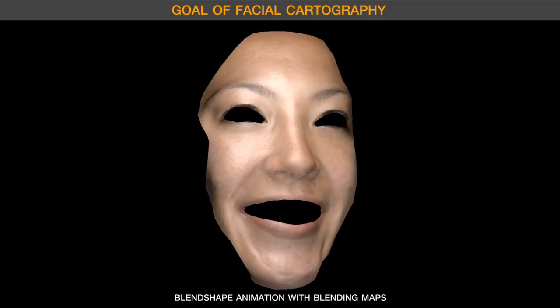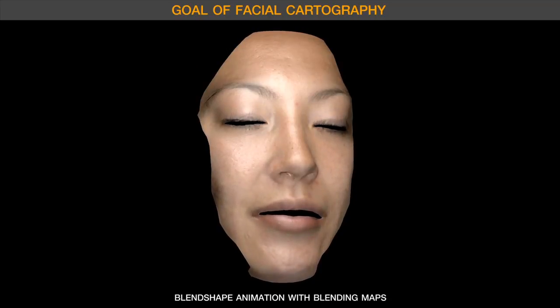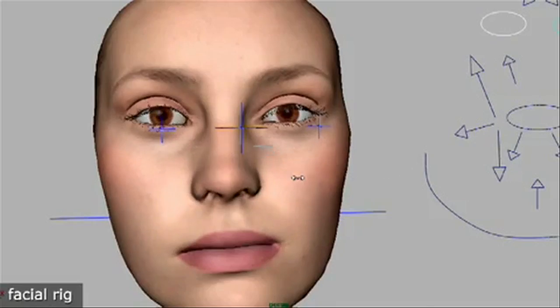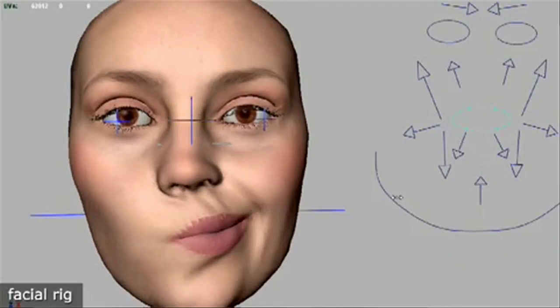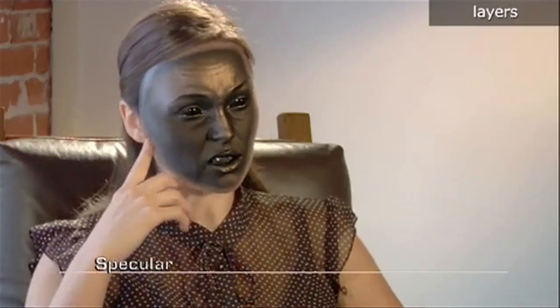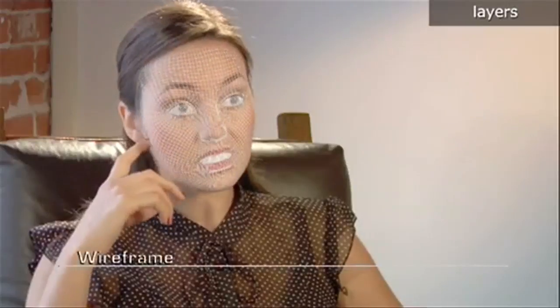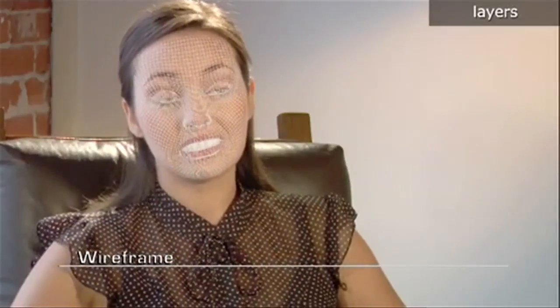But to put their technology to the test, Debevec, in collaboration with Image Metrics, went the extra mile by recreating the face of an actress and digitally superimposing her likeness back on her. What you are watching now is the result of that experiment.